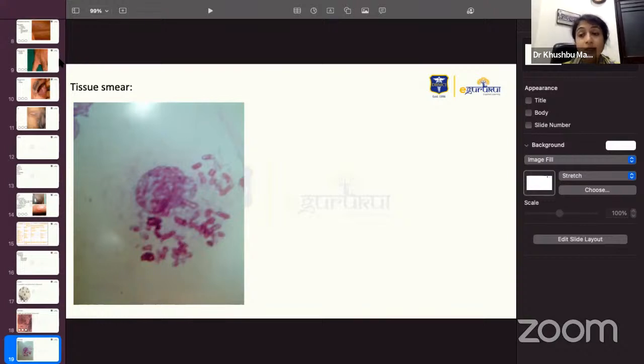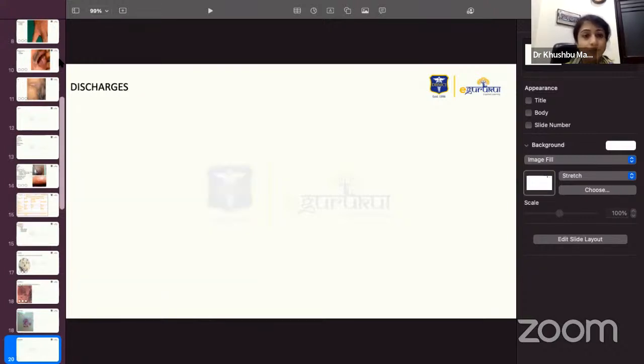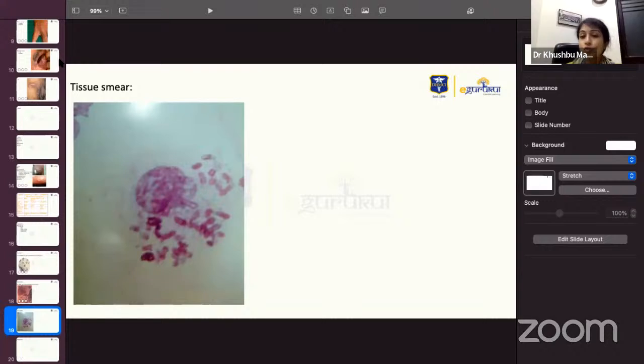Donovanosis is caused by Klebsiella granulomatis. So sometimes they even ask you what is the organism. So syphilis, Treponema pallidum; chancroid, Haemophilus ducreyi; herpes, HSV; Donovanosis, Klebsiella granulomatis; LGV with Chlamydia. Okay. Then, this is mostly about ulcers.